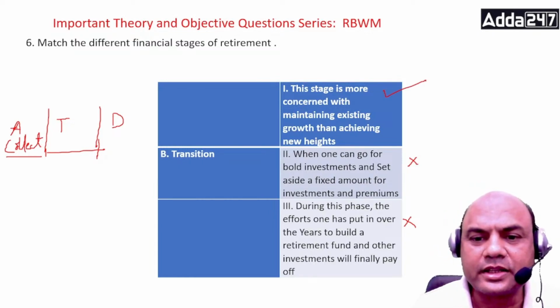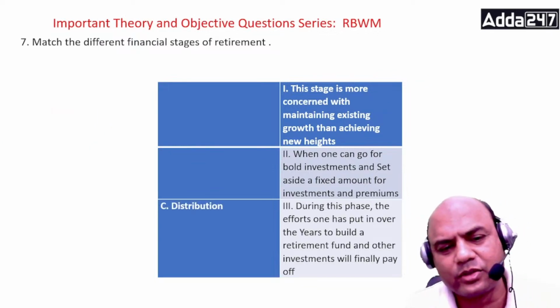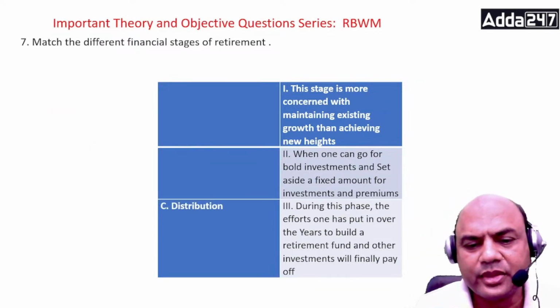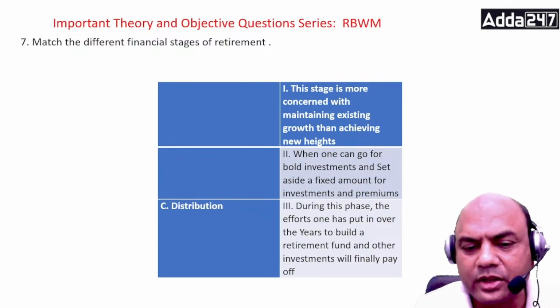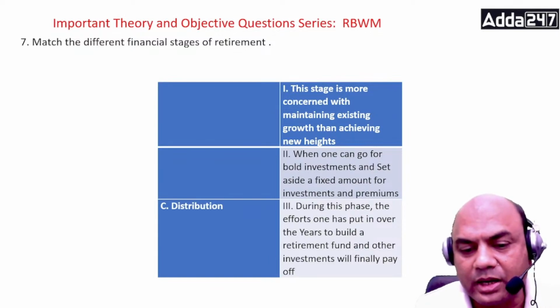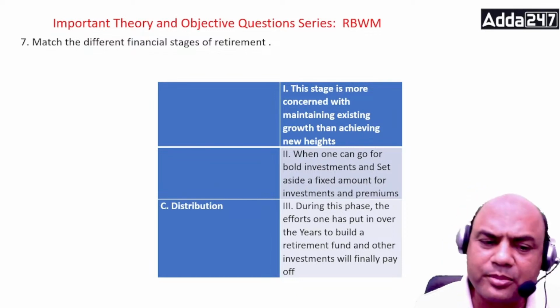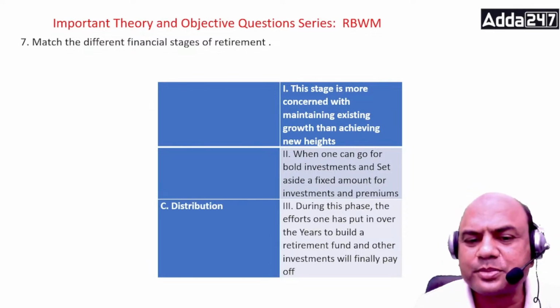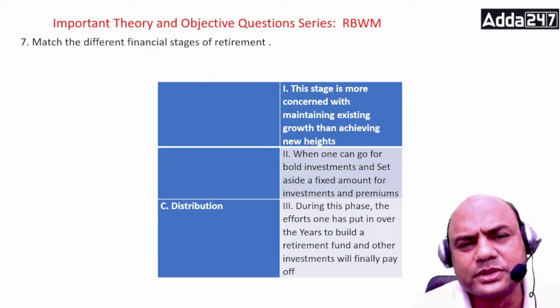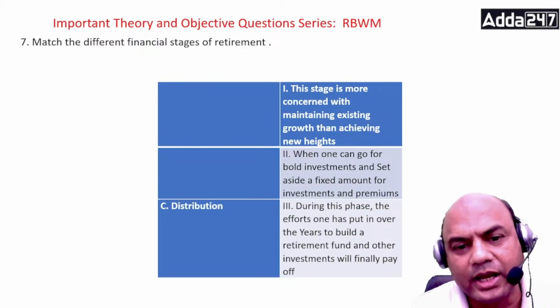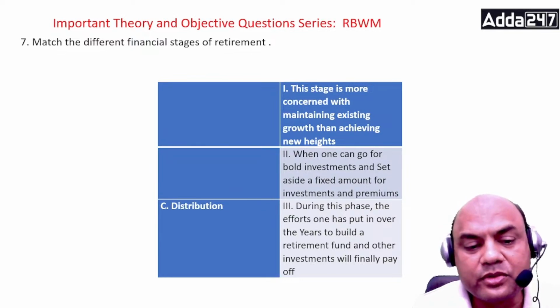So this is the right answer. Now the third one is obviously, you know it now, the distribution phase. During this phase, the efforts one has put in over years to build a retirement fund and other investments will finally pay off, isn't it? So this person has got the money now. He or she is using his money, and distribution means what?